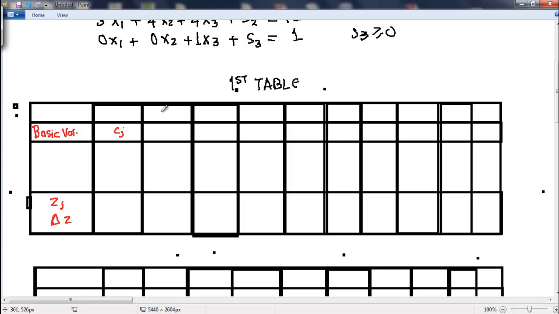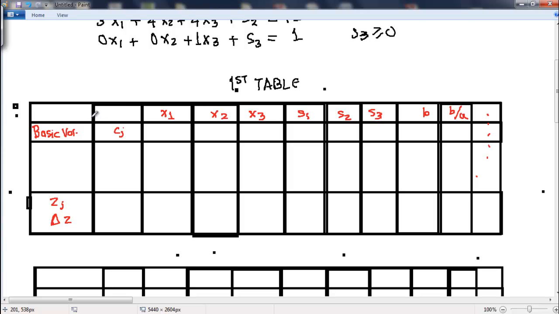So here is the x1 column, here is x2, x3, here is s1, s2, s3, here is b, and here is b over a. Again we have Cj, here we have x1, x2, x3, s1, s2, s3, b and b over a. We will not need this one, no problem.